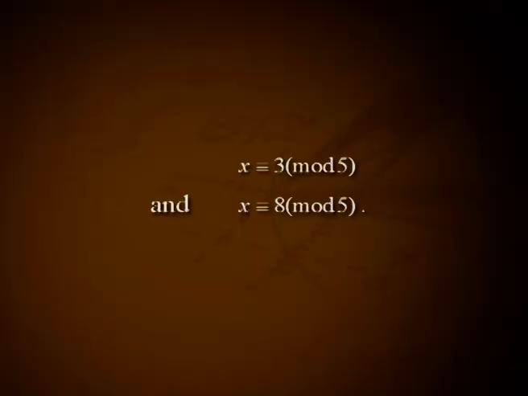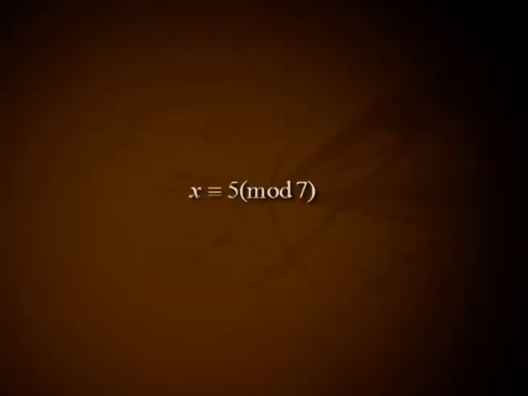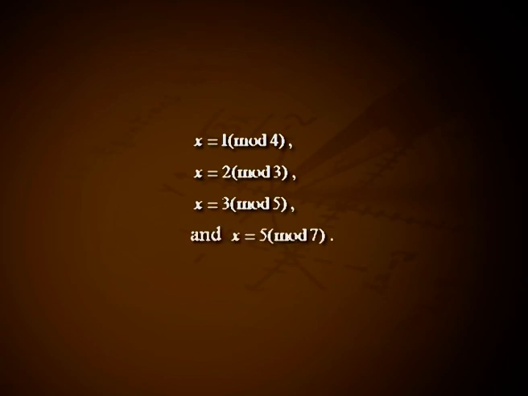Third, the conditions modulo 5 are x ≡ 3 mod 5 and x ≡ 8 mod 5. These are equivalent, so we drop the second of them. Finally, we have the condition x ≡ 5 mod 7. Hence, our system of 7 congruences is equivalent to the 4 conditions x ≡ 1 mod 4, x ≡ 2 mod 3, x ≡ 3 mod 5 and x ≡ 5 mod 7.